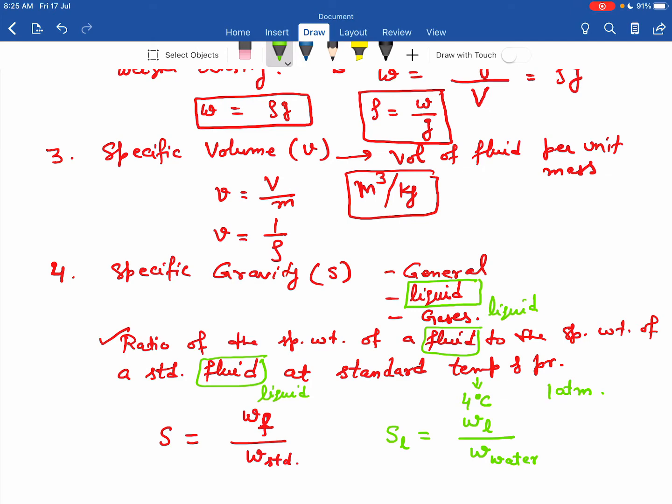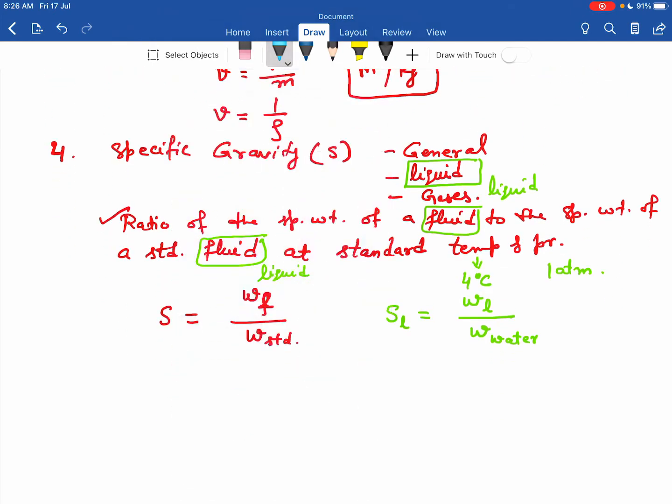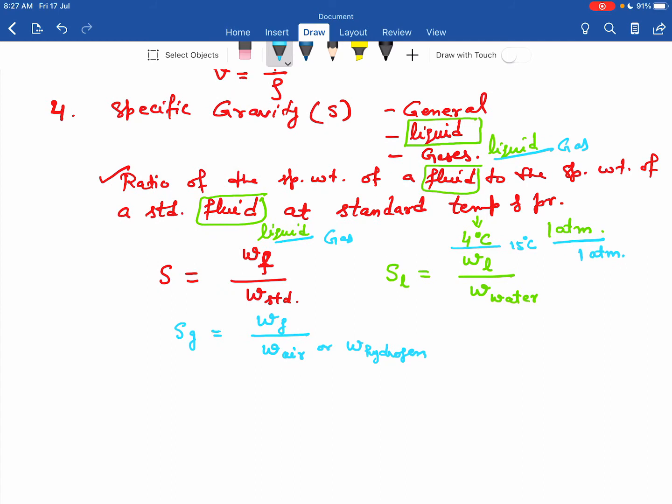Okay. Now in case of gases, the definition becomes the ratio of the specific weight of a gas to the specific weight of a standard gas at standard temperature, that is 15 degrees centigrade, and pressure, that is 1 atmospheric. So that becomes the specific gravity of a gas. So S for a gas we can write as W for gas divided by W of a standard gas. Now standard gas is either air or hydrogen. Okay, so that becomes the definition of specific gravity.